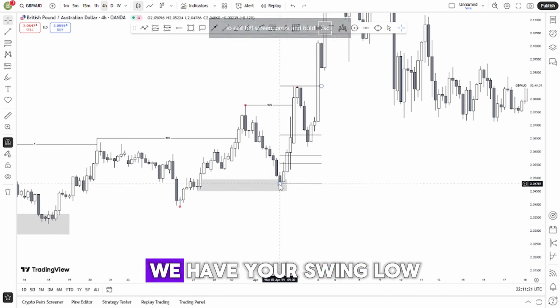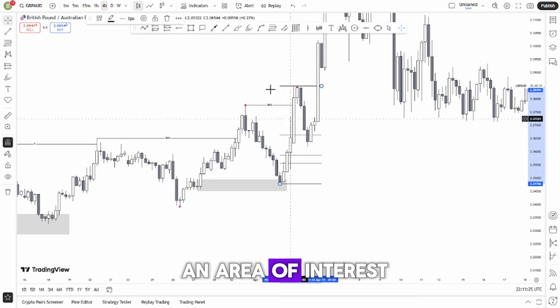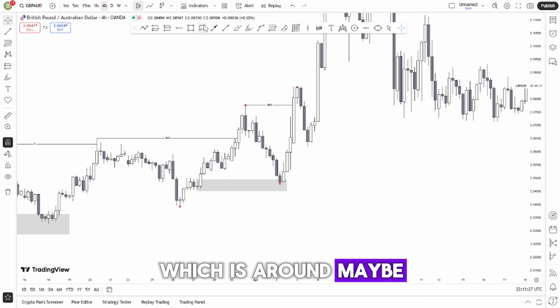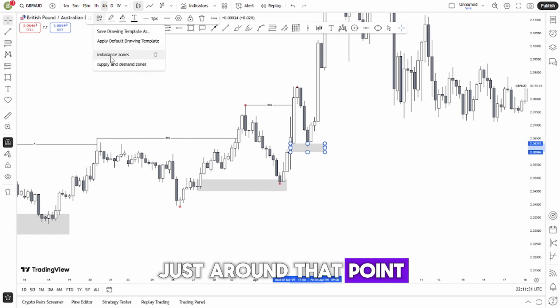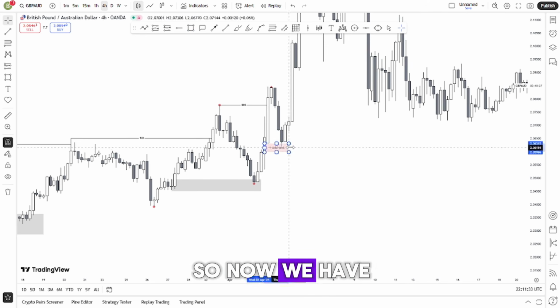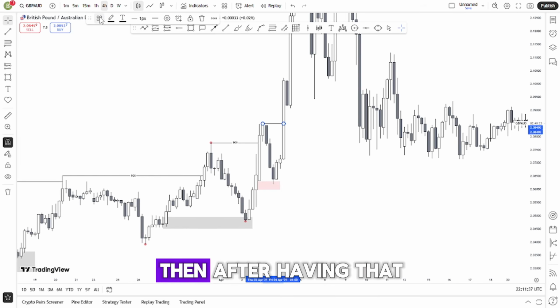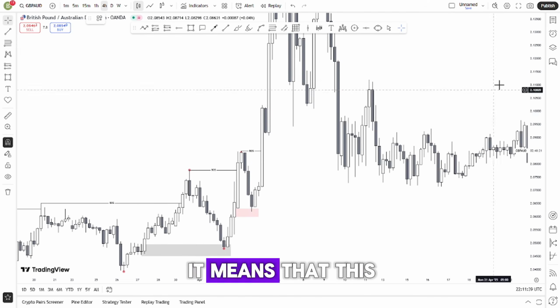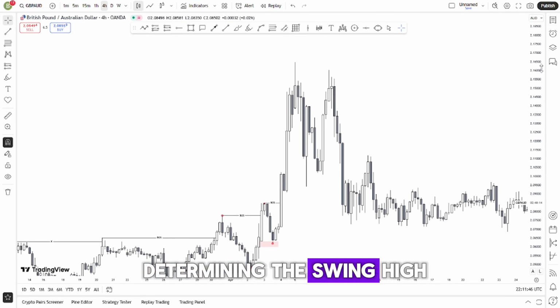So just like that, we have your swing low, then you have your higher high right there. The market tapped into an area of interest, which is around maybe this point here, just because we have a fair value gap just around that point. So now we have a new break, which is this one here. Then after even that break of structure, guys, it means that this is your swing low, this one here, this is your swing low, and then we are determining the swing high right now.